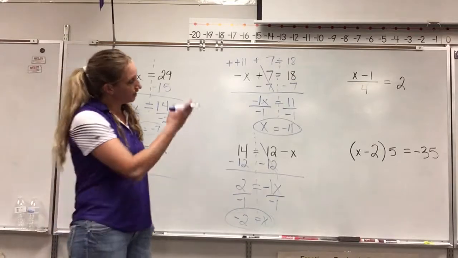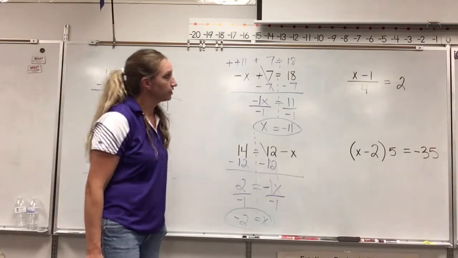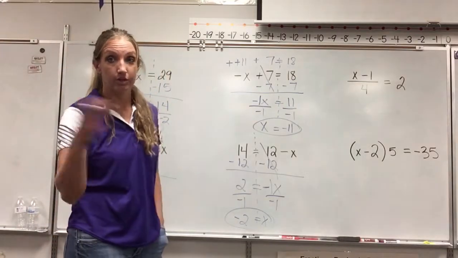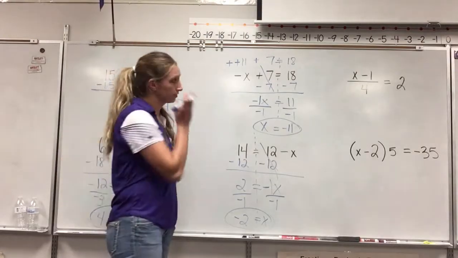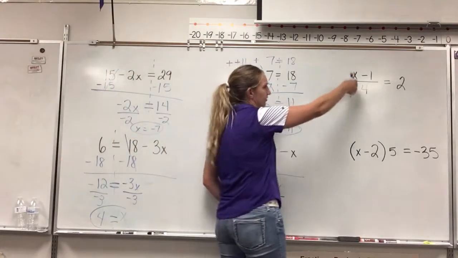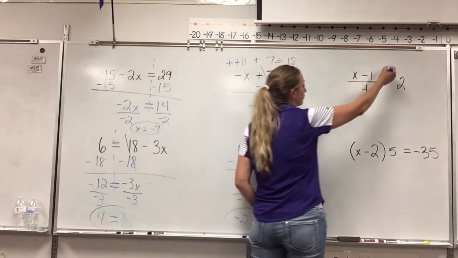Okay, and here's another one, a weird one. We haven't really seen any of these, and I wanted to talk about them today while we're talking about all these kind of weird two-step equations. This is kind of like a fraction, x minus 1 all divided by 4.